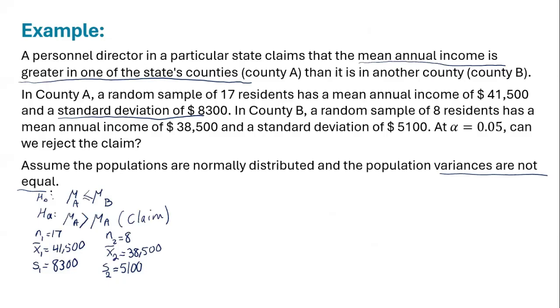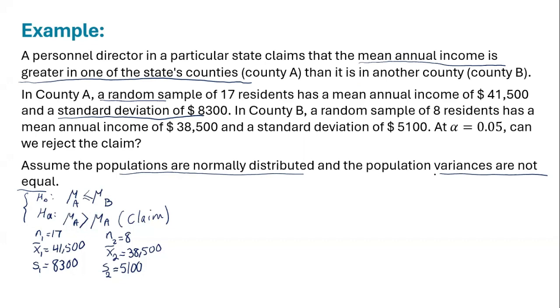To check the requirements, I need to make sure that the samples are random. They are, it mentioned here. Samples must be independent. They are independent because they are coming from two different counties. And the populations must be normally distributed, and they are. Okay? Everything is fine. This problem met all the requirements. We need to write the null and alternative hypothesis, and we did it here. Then we need to find the degrees of freedom to look at the t-table.